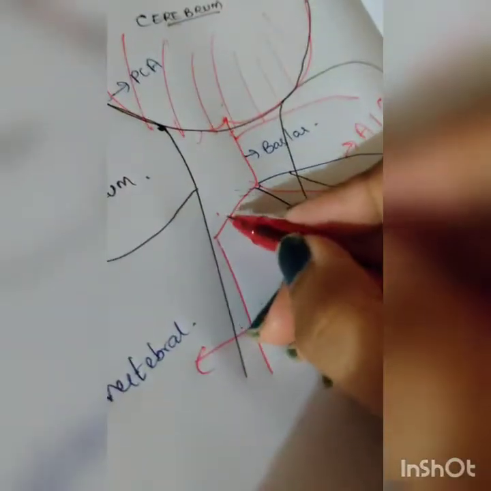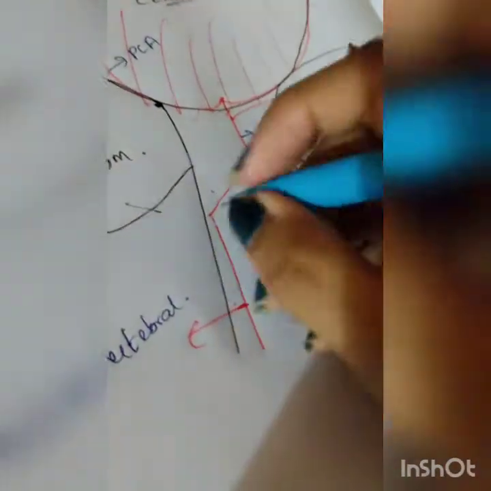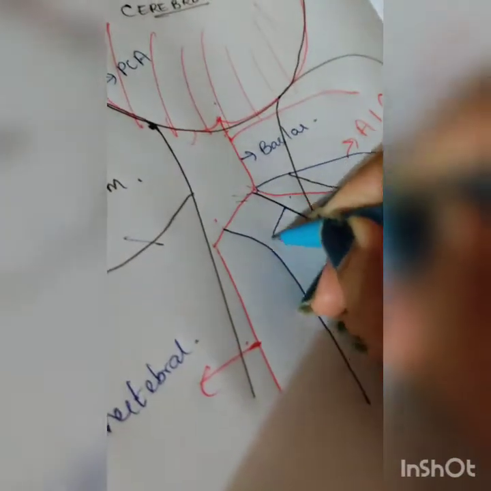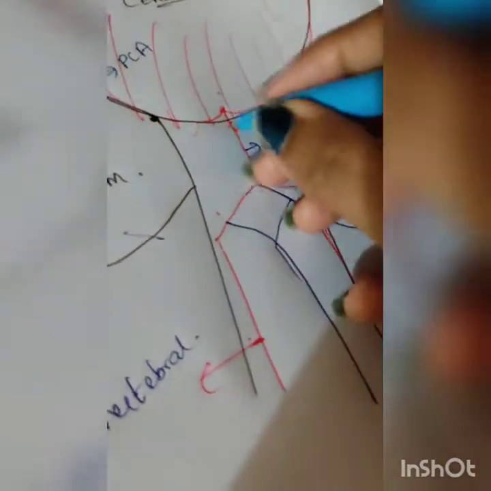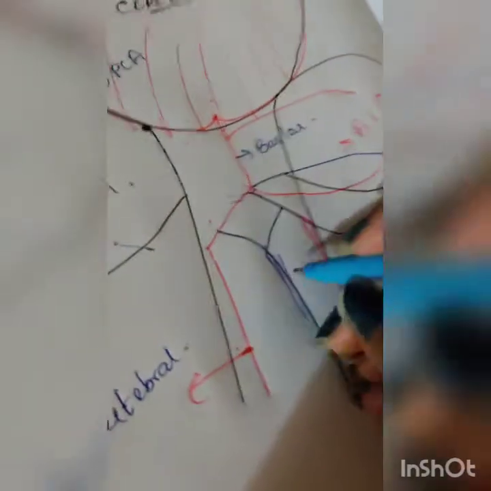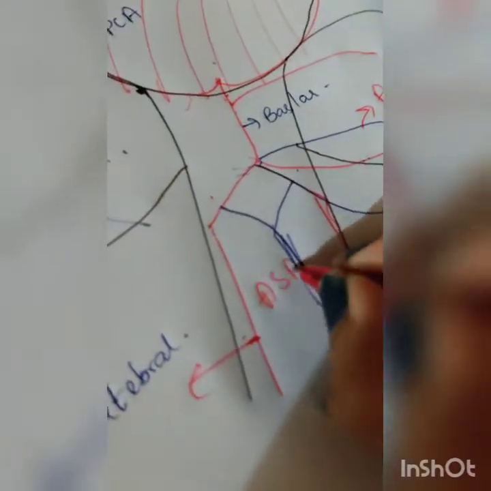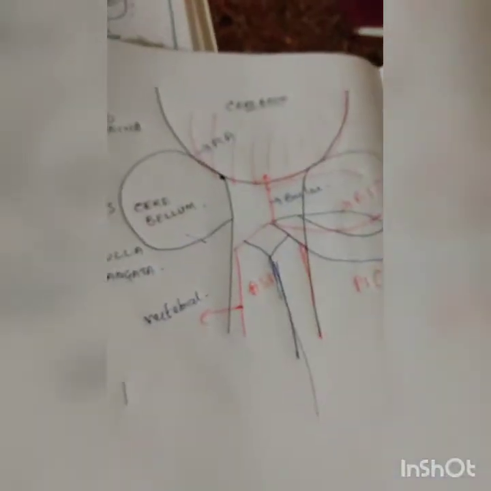And then the last branch comes from the vertebral artery जो पीछे spinal cord में जाएगा. That will be anterior spinal artery. मतलब दोनों मिल जाएंगे, जैसे basilar में मिला था, दोनों merge हो जाएंगे, and then this will form anterior spinal artery, ASA. Okay, so this is the vertebrobasilar system.